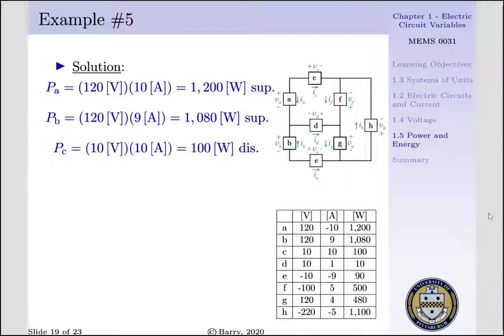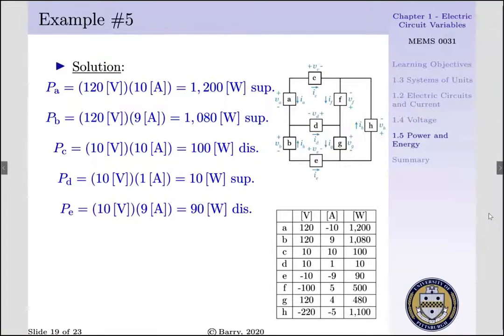If we go to element D, this is drawn in an active sign convention. We are going from a low to high potential, carrying 1 amp. Our potential is 10 volts, thus our power supplied is 10 watts. If we look at element E, this is drawn in accordance with our passive sign convention. We're going from a high to a low potential, and our current IE is running through. Now we note that both our potential and our current have minus signs associated with it, so we can flip the polarity of our potential as well as the direction of our current, and thus we're dissipating 90 watts.